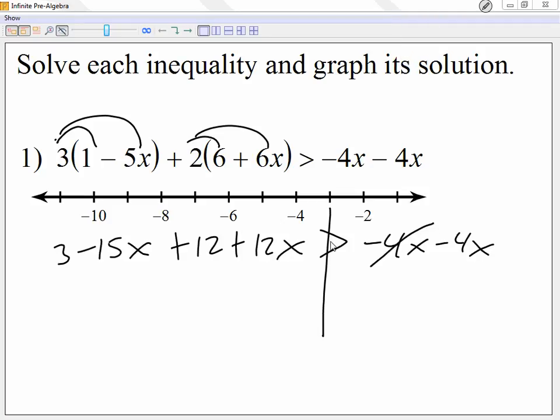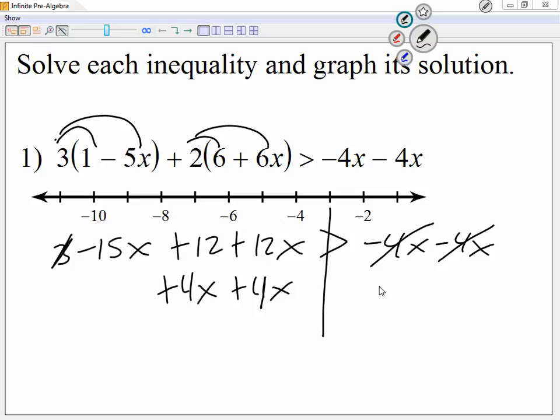So negative 4x from the right, I'm going to move it to the left as a positive 4x. The negative 4x from the right, I'm going to move it as a positive 4x as well. That way I have my letters on the left. Now my numbers on the right, so my positive 3 from the left, I'm going to move it to the right as a negative 3. My positive 12, I'm going to move it to the right as a negative 12. That way, everything that has a letter, I have it on the left. Everything that does not have a letter, I have it on the right. So that's what I mean with letters on one side, numbers on the other.